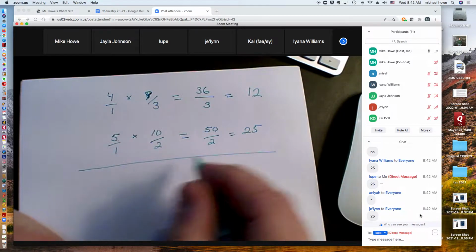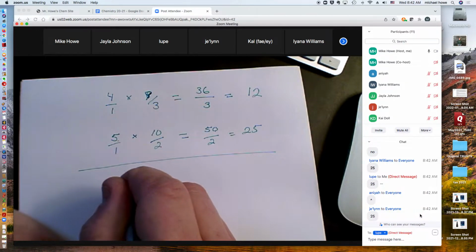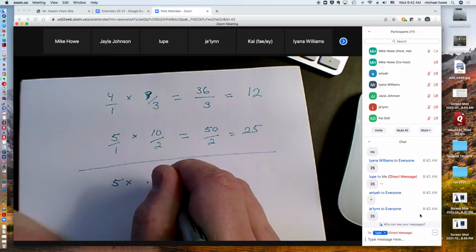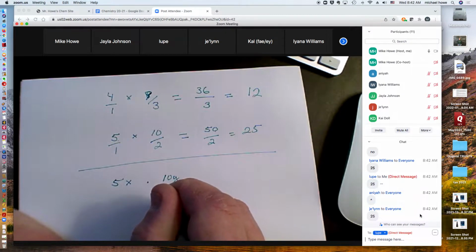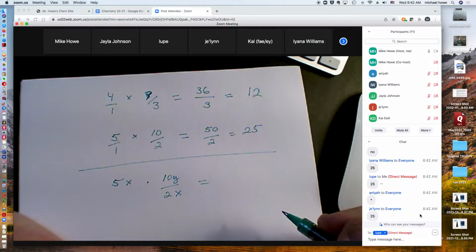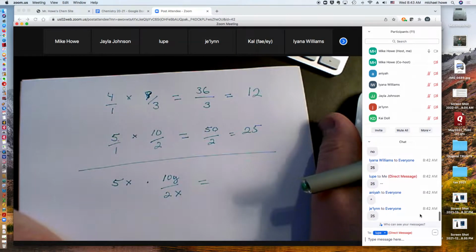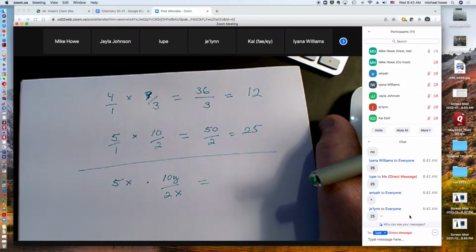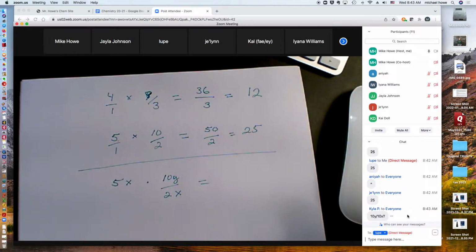Now, what if I have this? 5x multiplied by 10y over 2x. What would that equal? Chat window. 10y over 10x. Keep going. Anybody else got an answer?